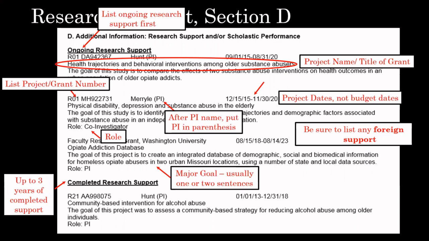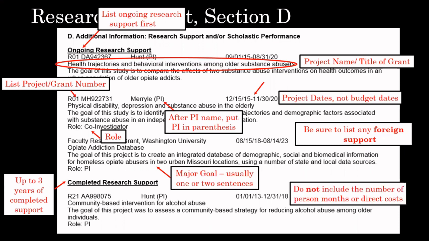And then next up is completed research support, and you are going to list any research grants that have ended within the last 3 years. If they ended over 3 years ago, you can remove them from their biosketch. Do not include the number of person months or direct costs in section D of the biosketch.